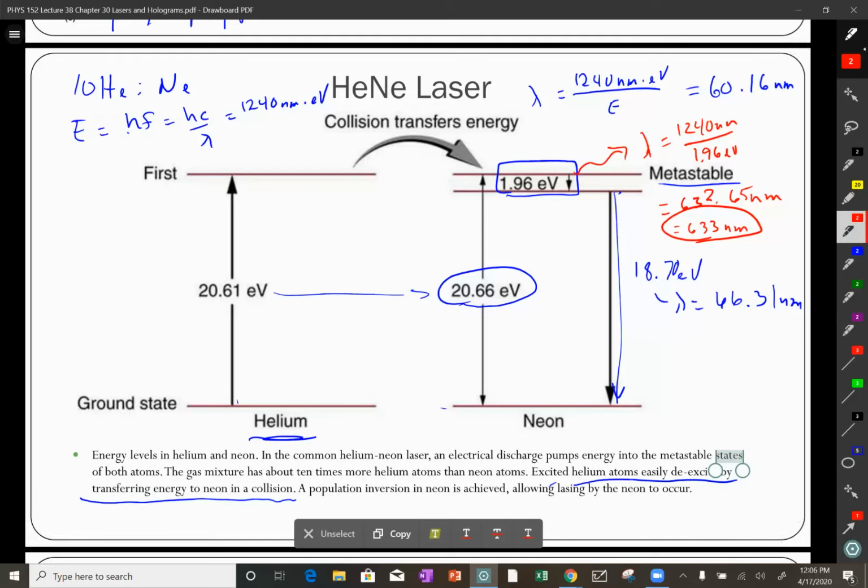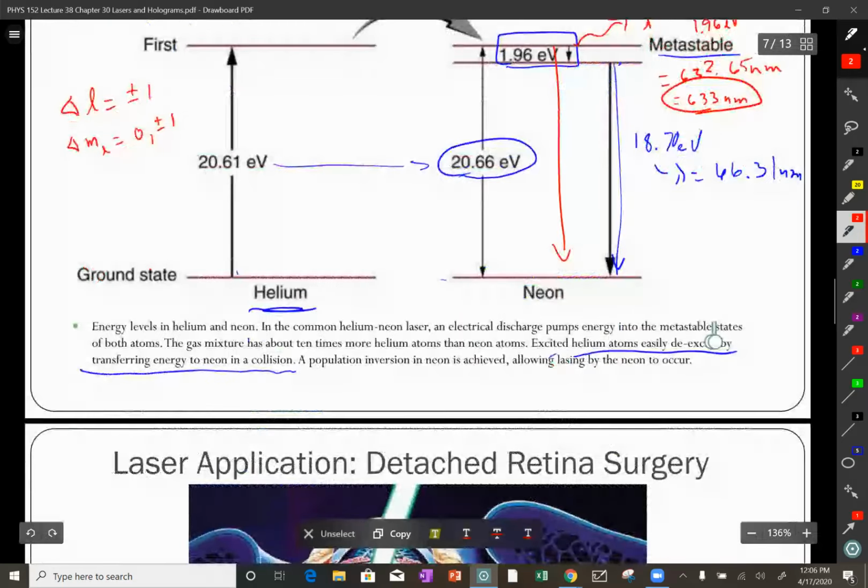Now, you might ask me, why doesn't it transition all the way down here? Well, from our last lecture, we learned that there are selection rules. Transitions have to have delta L equals plus or minus 1, because the photon carries an L of 1. And likewise, we have to have delta M sub L equal to 0 or plus or minus 1. So we have those restrictions that make it so some transitions that should be allowed aren't. And so that's how we only have that decay.